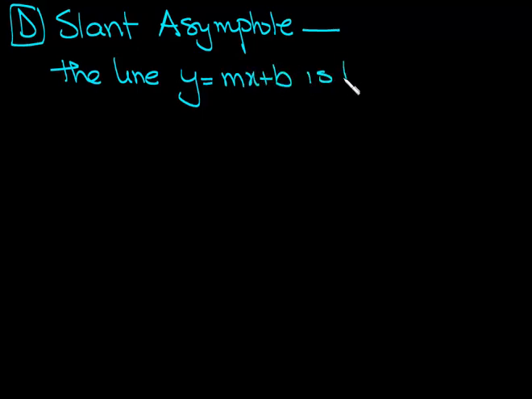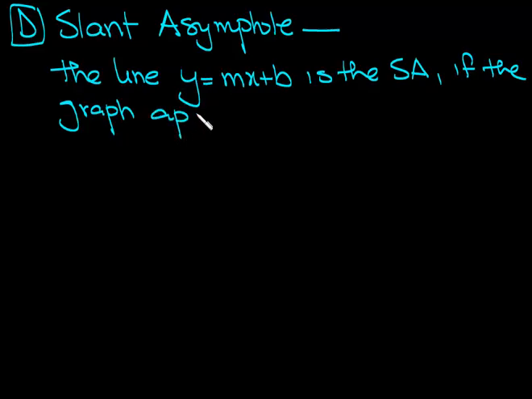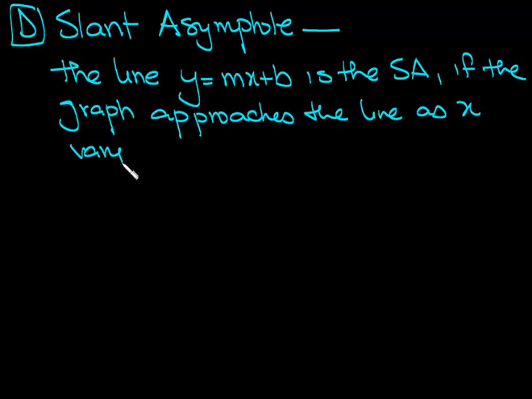Now that you understood horizontal asymptote, the slant asymptote is the same thing. Okay, the line y is equal to mx plus b is the slant asymptote if the graph approaches the line as x values get very big or very small.